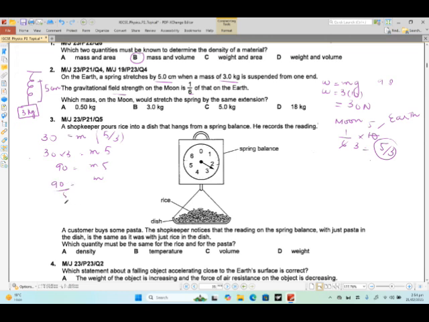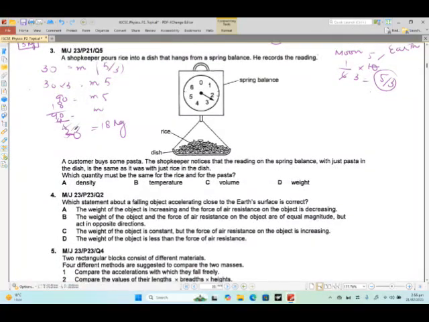90 over 5, which is 30. It's not 30, it is 18, because 5 eights are 40. So it comes out to be 18 kgs. Okay, so we've reached our answer.